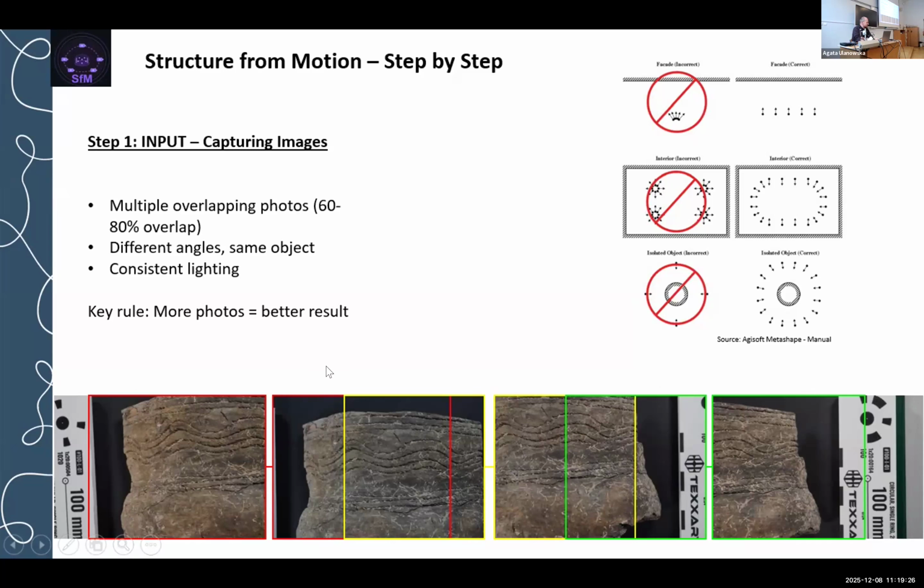So we have a series of photos, and on the first photo, the red square shows the area which is also visible on the second photo. The yellow square shows the area which is also visible on the third photo, and the green square shows the area which is also visible on the fourth photo. So we see that when you are making photographs, the overlap should be very fluid.